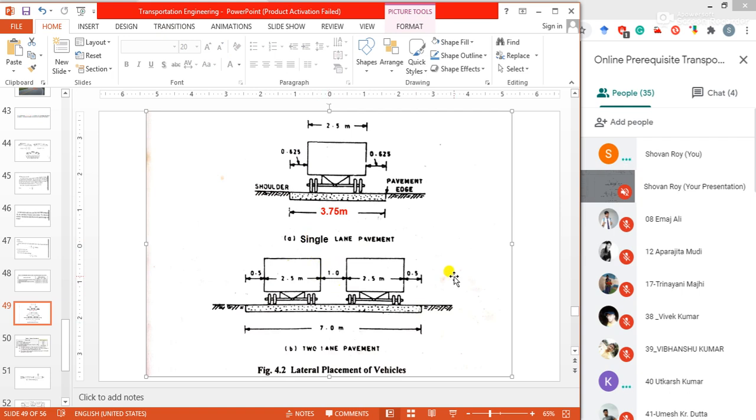A single lane road is normally constructed without any barrier. If you want to see a direct example of a single lane road, that is the Fuljo to our college road. That is a single lane road, where only one vehicle can easily move without any difficulty.